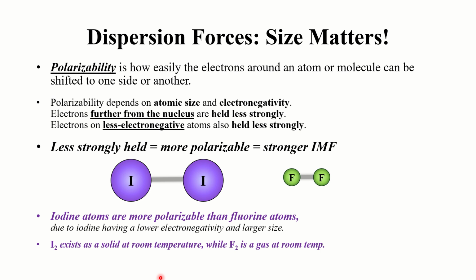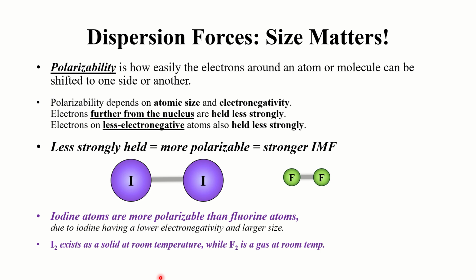So if you go down the halogens, if you look at an interactive periodic table, like at ptable.com, if you look at the halogens going down from fluorine to chlorine to bromine to iodine, as you go down the halogens, those atoms are getting bigger and less electronegative, meaning they're getting more polarizable, and their dispersion forces are getting stronger. That's why you see a phase change as you go down the halogen list.